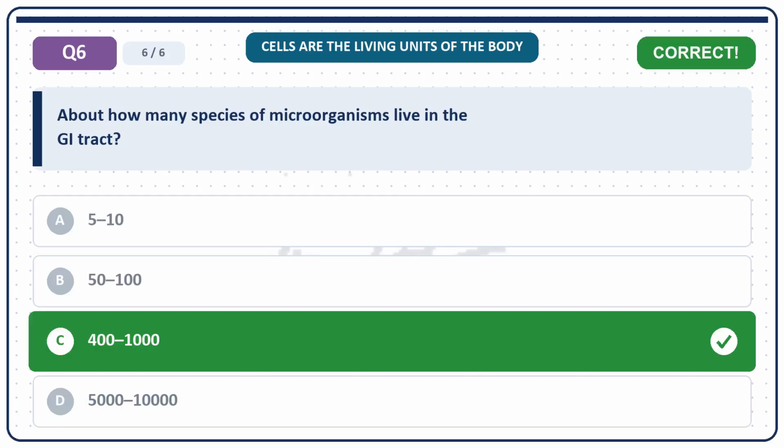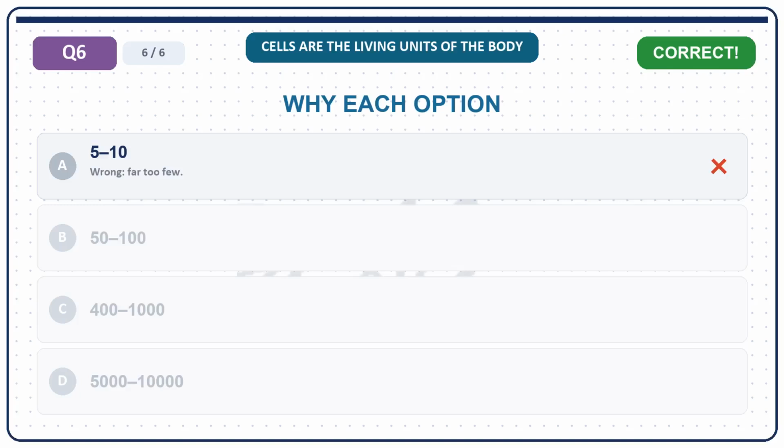Option C, 400 to 1000. That's correct. Now, let's break down each option. Option A, 5 to 10. This one is wrong, because it is far too few. Option B, 50 to 100. This one is wrong, because it is still too few.